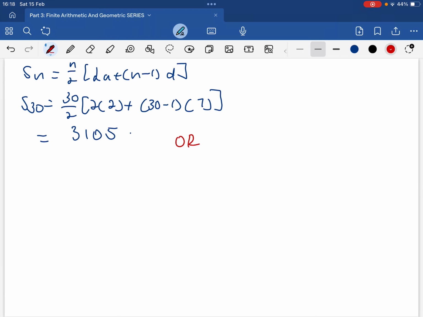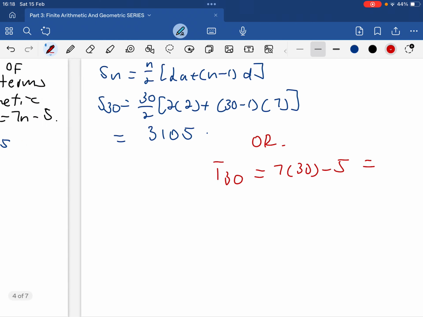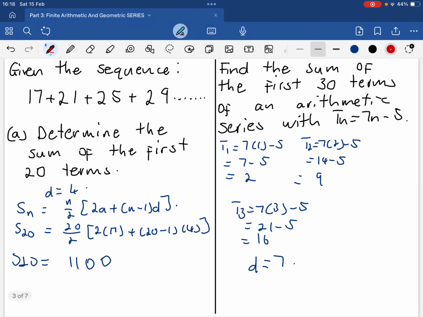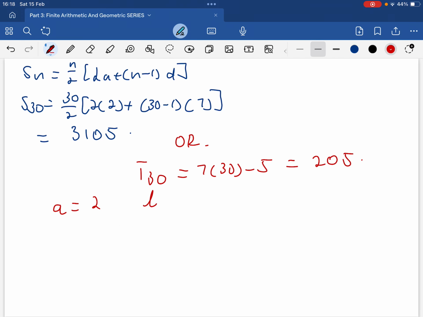Alternatively, you could find term 30, the last term. Term 30 would be 7 times 30 minus 5. And 7 times 30 is 210. 210 minus 5 is 205. So now you have that the first term is 2 and that the last term is 205, and you can find Sn as n over 2 into the first term plus the last term.